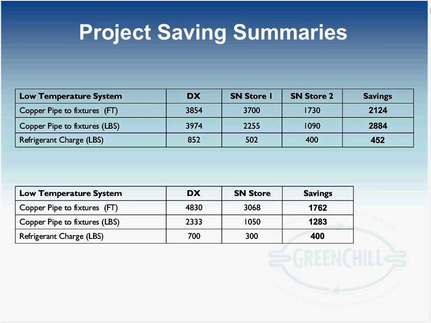Then the store, same type of below there, 1,200 feet of copper, 1,200 pounds of copper, 400 pounds of refrigerant. So there's a pretty significant savings in the copper and the pounds of refrigerant. And keep in mind that because this copper is smaller, it's easy for the contractor to install.